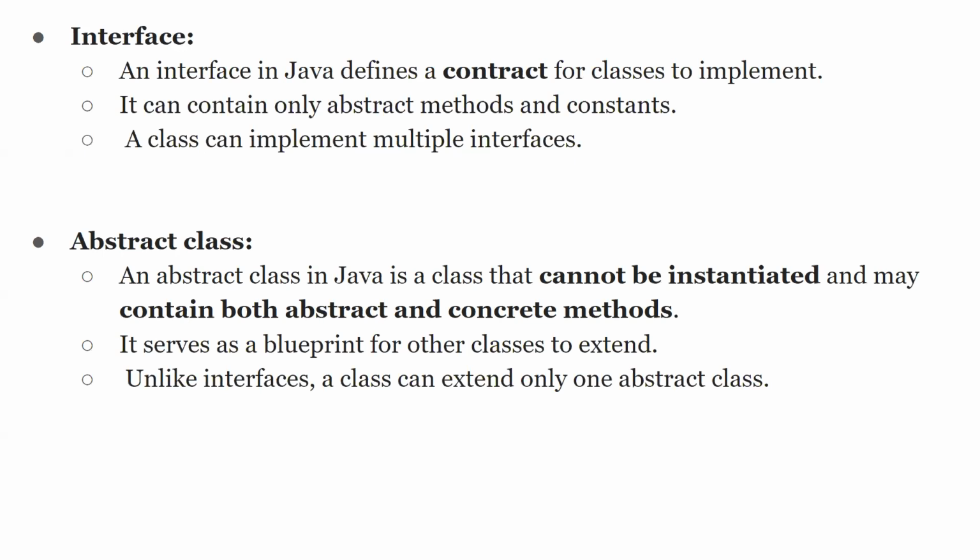So start with interface. An interface in Java defines a contract for classes to implement. It puts out a contract for classes to implement. What does it mean? It defines virtual methods to be implemented by the class that implements this interface.